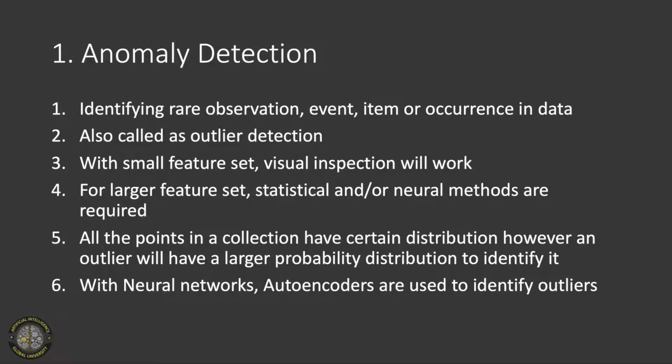The very first one is anomaly detection. What is anomaly detection? Before we even look into that, an anomaly is the identification of a rare observation, event, item, or occurrence in your data. An anomaly could be good, could be bad. It is just something which is out of normal.